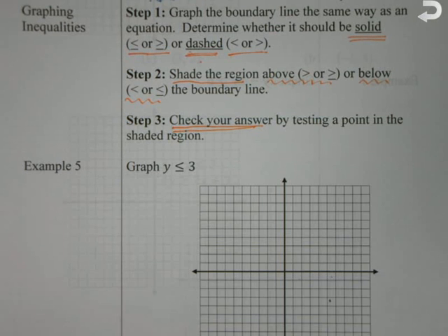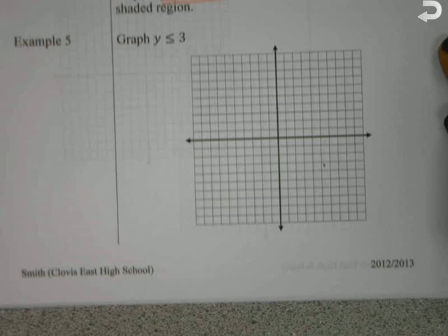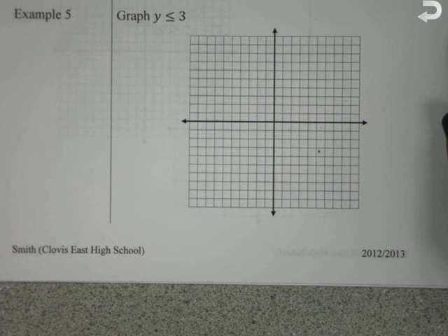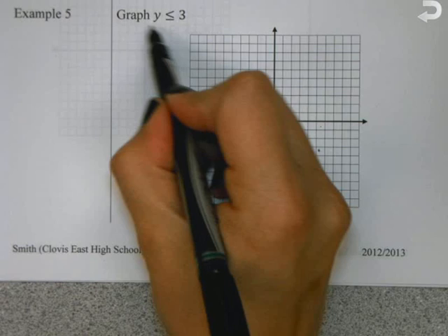Here's what I want you to graph. y less than or equal to 3. We have 3 choices here. Is this A, y equals mx plus b? Is it standard form or is it a special case? It's a special case. This is a y only. So is that going to be a vertical or a horizontal line?